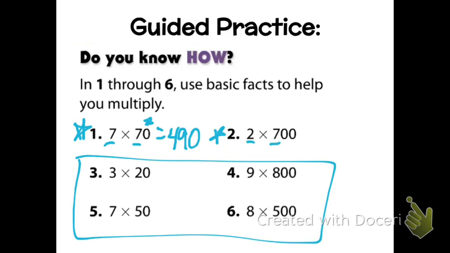On number 2, I start by using my multiplication facts of 7 times 2, which would give me 14. But I'm not done until I brought all the zeros from the equation back into my answer to give me 1,400. In your notes, please complete 3, 4, 5, and 6 and have them ready to share.